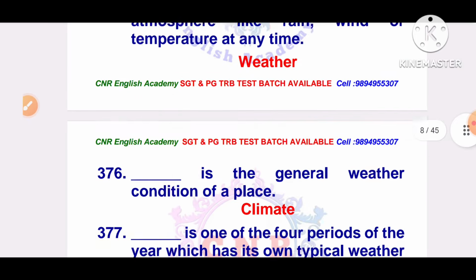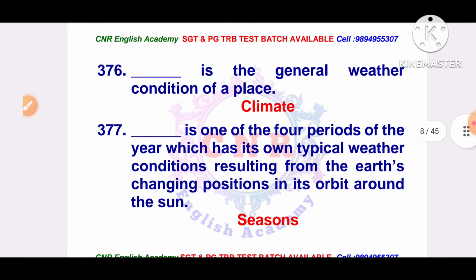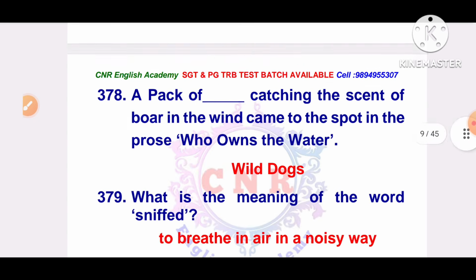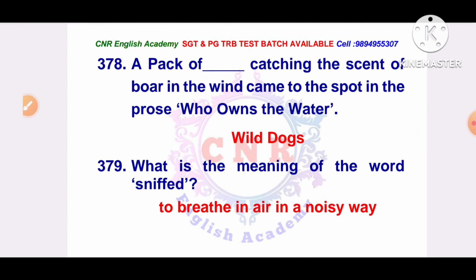Next one, dash is the condition in the atmosphere like rain, wind or temperature at any time. Answer, weather. Next one, dash is the general weather condition of a place. Answer, climate. Next one, dash is one of the 4 periods of the year which has its own typical weather conditions resulting from the earth's changing positions in its orbit around the sun. Answer, seasons.